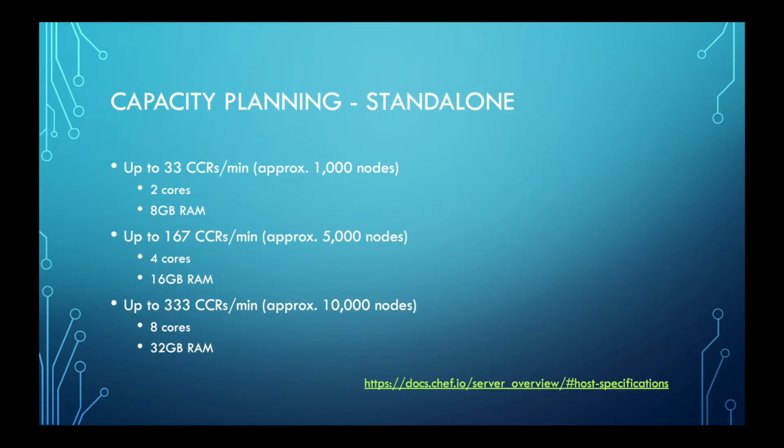When sizing up the servers for Chef, you need to have an idea of how many nodes your deployment will consist of, as well as how frequently they will be executing the Chef client. CCR stands for Chef Client Runs, and you can use this metric to determine the proper size for each server in your deployment. These are also outlined on the server overview page of Chef's documentation. As you can see here, a standalone instance is still able to support a pretty significant amount of servers running the Chef client when it's sized properly.